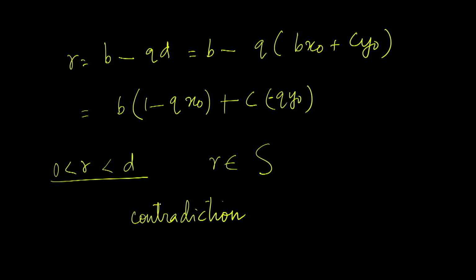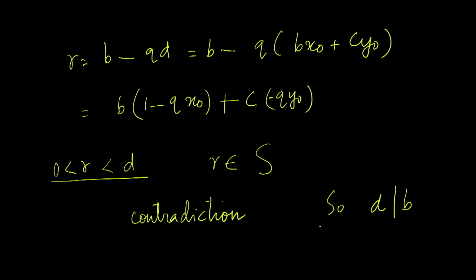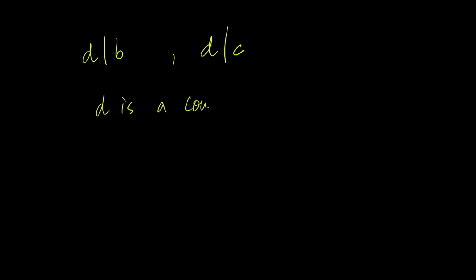And from what did we derive this contradiction? We assumed that D does not divide B and then got this contradiction. Therefore, it must be that D divides B. Similarly, we can also argue that D divides C. So, if D divides B and D divides C, then D is a common divisor of B and C.